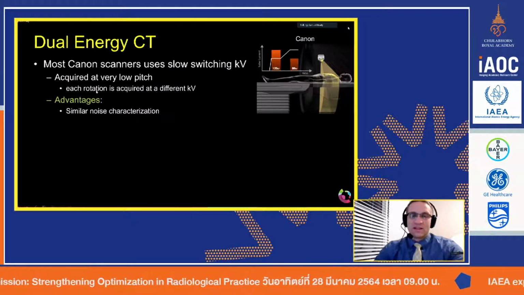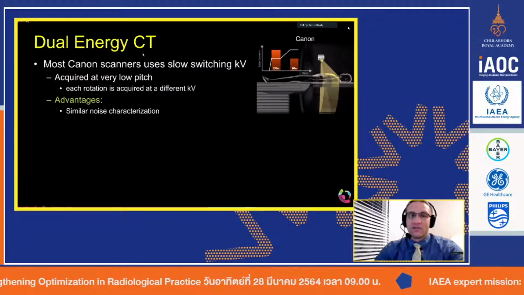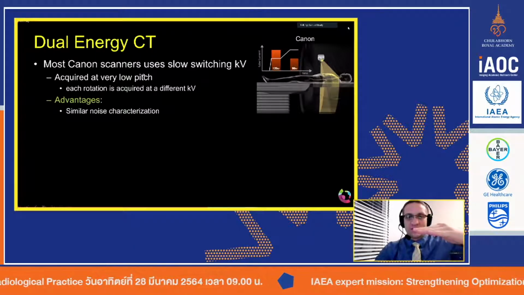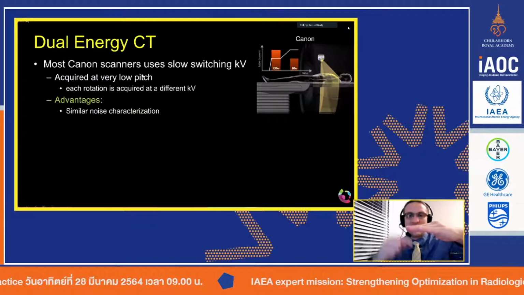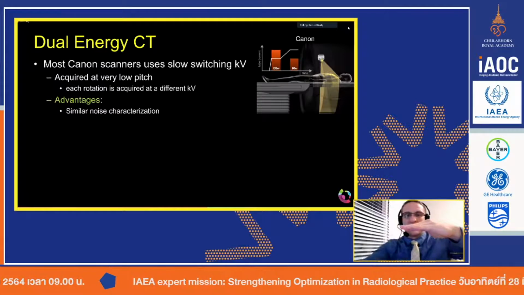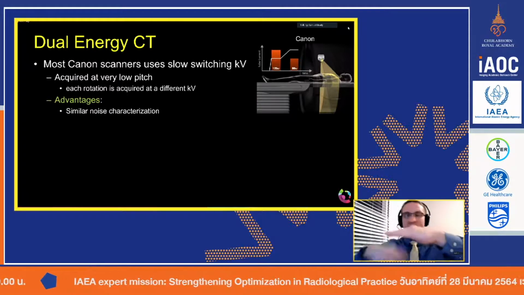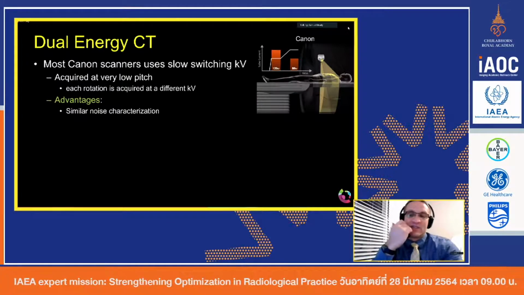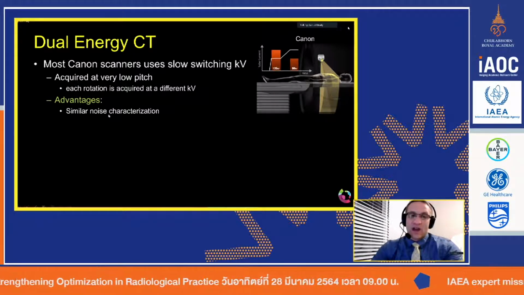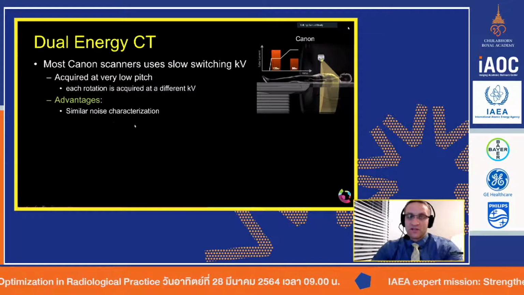The way it does this is actually at a very, very low pitch. So the body is constantly but slowly moving through the gantry, and the system is just spinning. And every time it goes around the body, it changes from low to high to low to high to low to high. And so every tissue type gets imaged twice. Because of this, you get nice noise characterization.